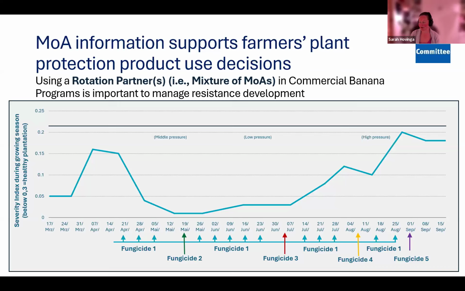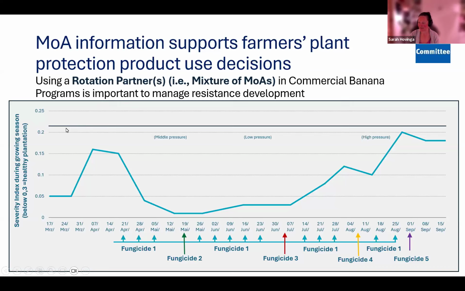And to a grower or a farmer, this information is really important to be able to know how to rotate these different types of products. And so this is giving an example again of a banana plantation where essentially anything below this line is considered pretty good in terms of disease presence.